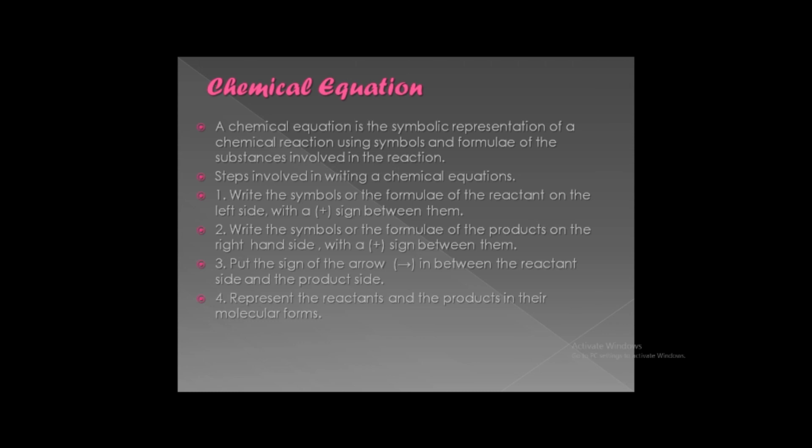So what are the steps involved in writing a chemical equation? First, write the symbols or the formulae of the reactants on the left side with a positive sign between them. Second, write the symbols or the formulae of the products on the right hand side with a plus sign between them. Third, put the sign of arrow in between the reactant side and the product side. Fourth, represent the reactants and the products in their molecular forms.